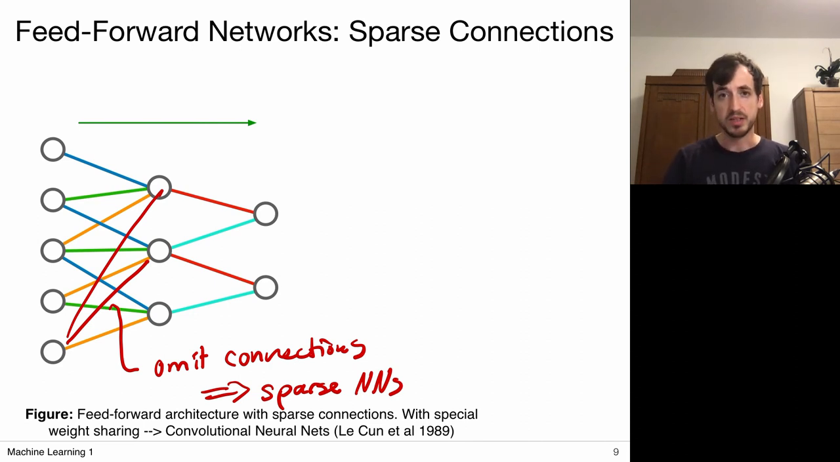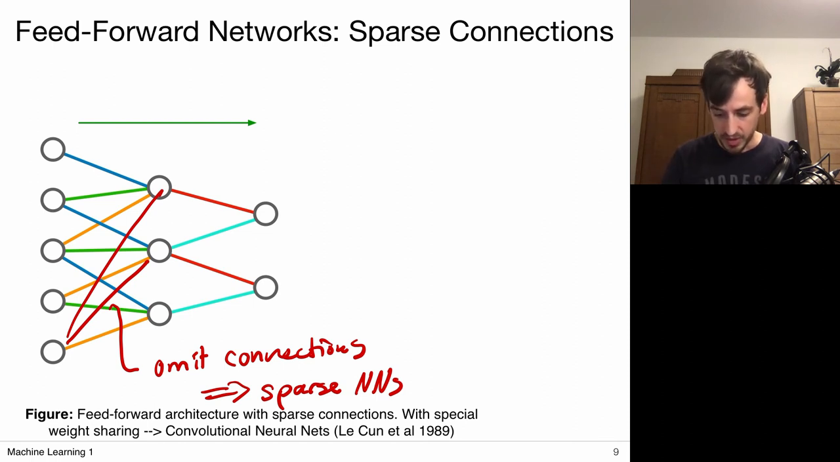And sometimes we make this choice because it's convenient, because we don't have too much processing power and we want to sort of reduce the computational load. So we sort of remove some connections leading to a sparse neural network. But sometimes we also want to impose a particular structure. And we can do that by selecting which nodes connect to the other nodes. And this is particularly so the case when we talk about convolutional neural networks, which have additional weight sharing.